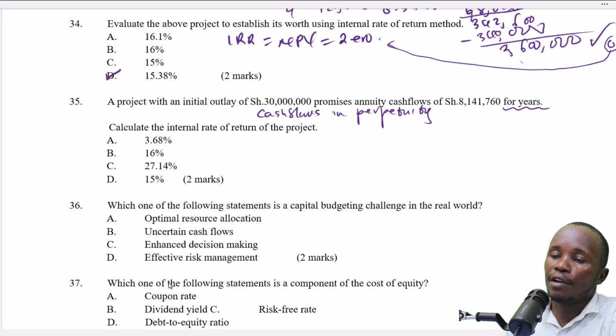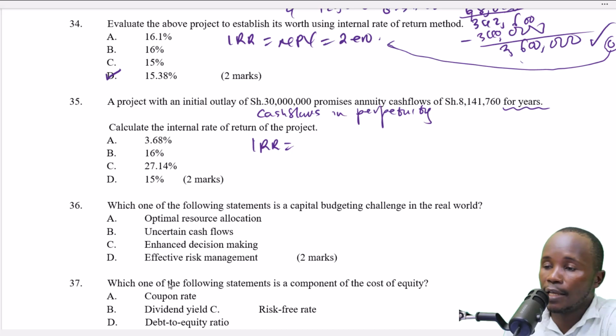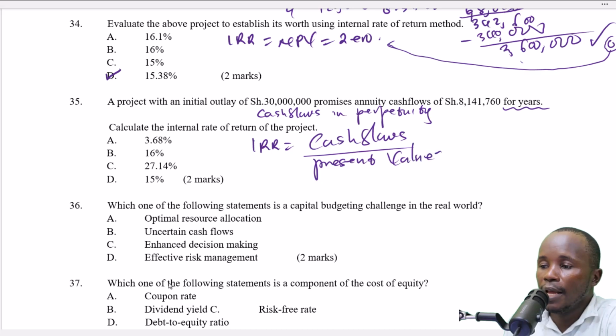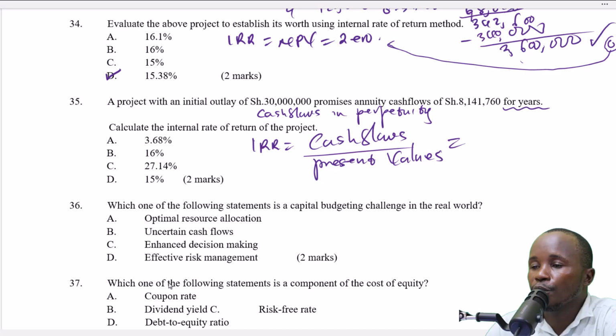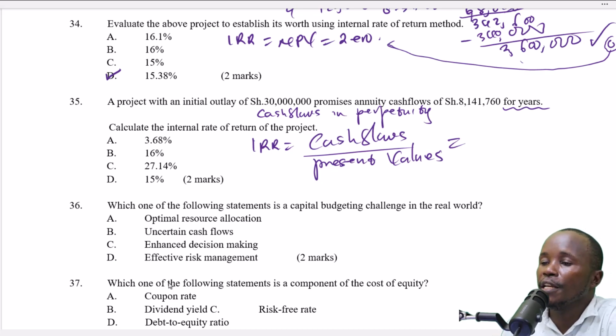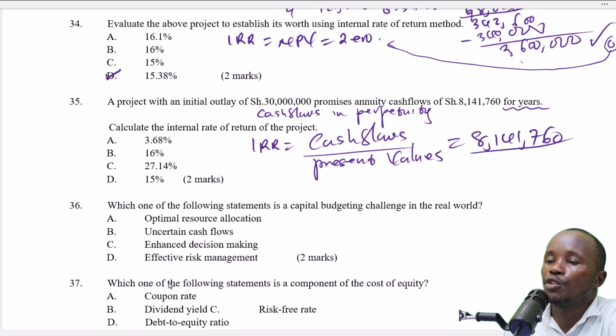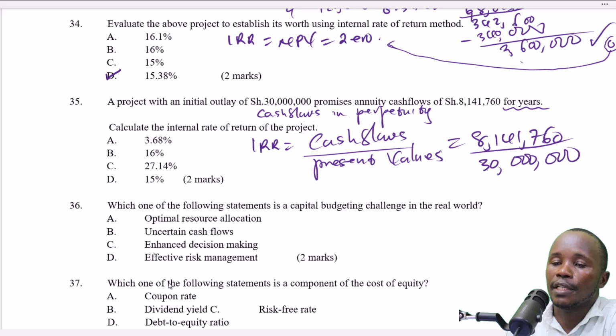Now, how do we find the internal rate of return? Where we have cash flows in perpetuity, the IRR is given as cash flows divided by the present value. Now, you know these cash flows, but you don't have their present values because you don't know the discount rate. So here we shall have the cash flows in perpetuity as 8,141,760. The present value, you're going to consider the initial investment that is being given here. That is 30 million. And then you're going to find that the IRR that is going to give you the discount rate or the net present value 0 should be 27.14%.